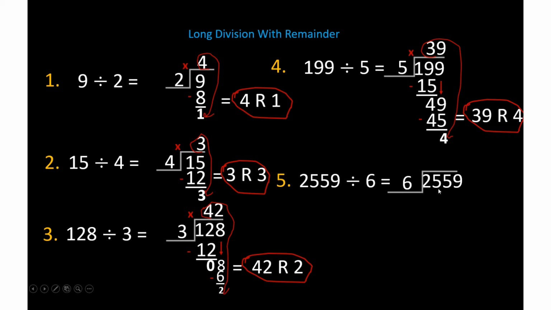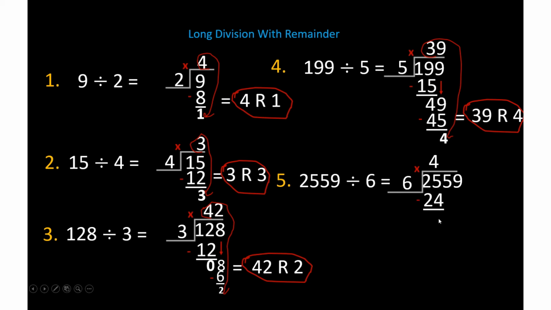Now we take 25. 25 divided by 6. How many 6s are there in 25? We have 4 6s. And the 4 6s will sum up to 24. We know that by multiplying 4 times 6 is 24. Then we subtract 24 from 25.